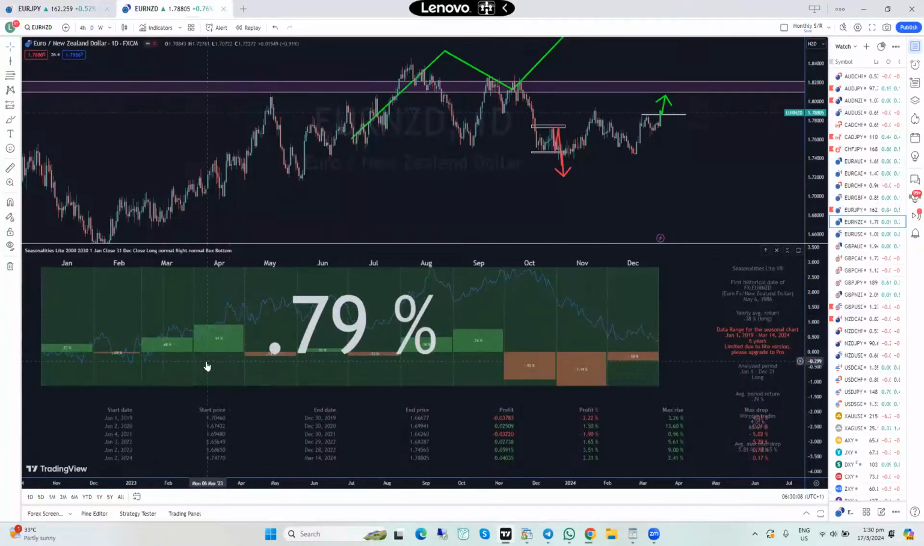Euro Kiwi, nah. March and April is supposed to be its bullish period, but it's just 2 months. I don't really want to risk it.